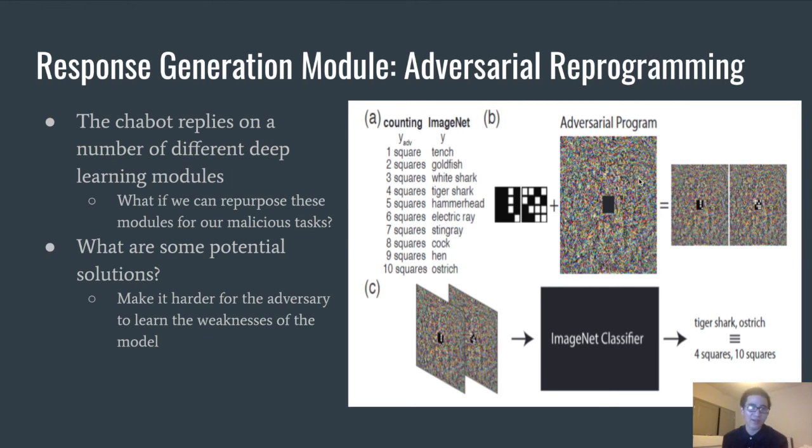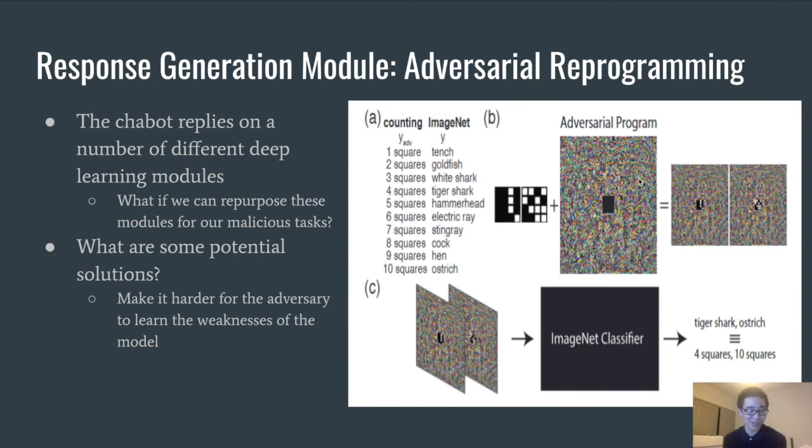So we know that the chatbot relies on a number of different deep learning modules. If we trick those networks into performing a different task that's beneficial to us, then we win. On the right, you see an adversarial reprogramming example, where the researchers actually reprogram the ImageNet network to, in addition to classifying images, count the number of squares in an image. So you can see that it counts 4 squares and 10 squares in the 2 images. We've successfully adversarially reprogrammed the neural network.